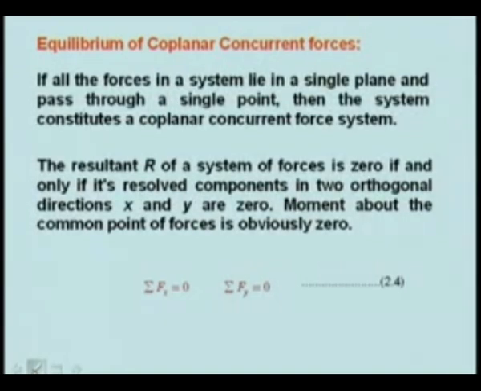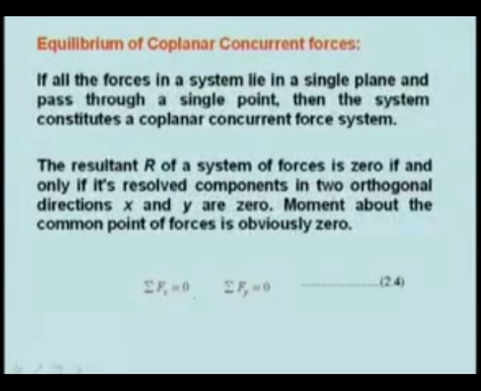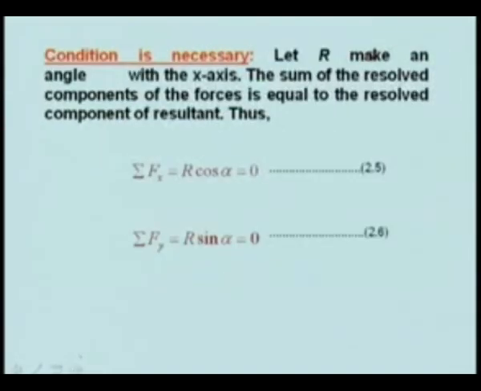The moment about the common point of forces is obviously 0, because the forces are passing through the point. So, if you take the moment about the point O, then it will be 0. Therefore, the first condition has to be seen: sigma Fx is equal to 0, sigma Fy is equal to 0. These two conditions have to be satisfied.